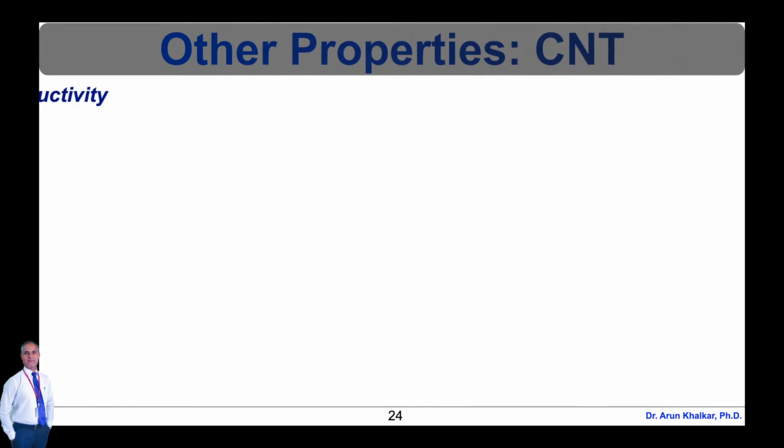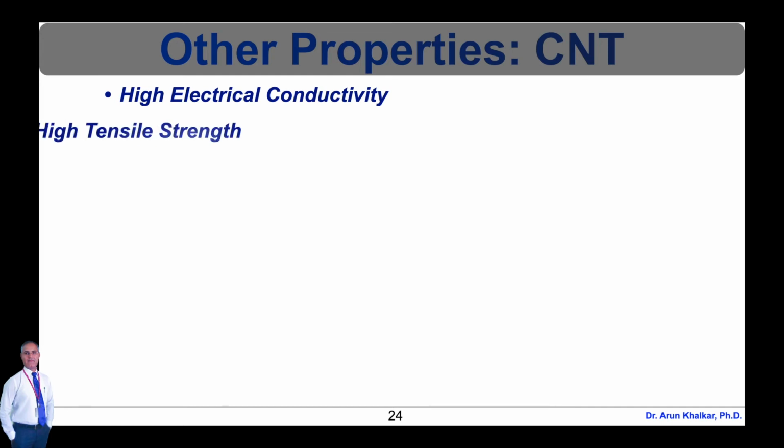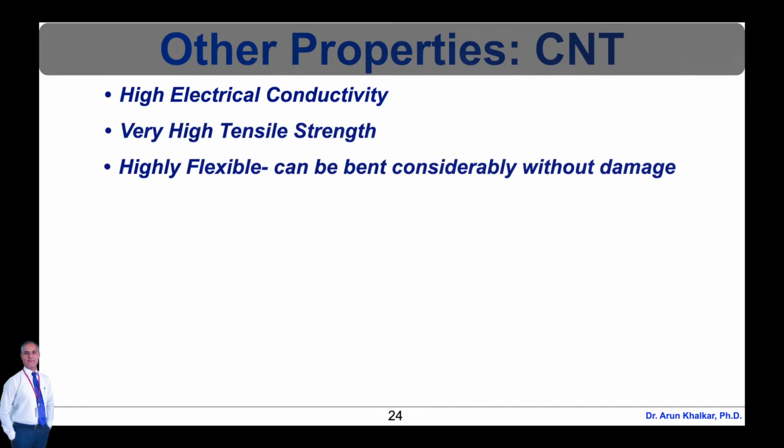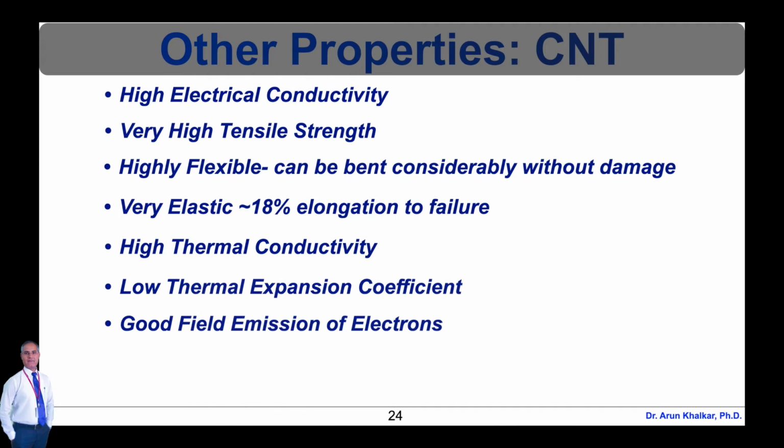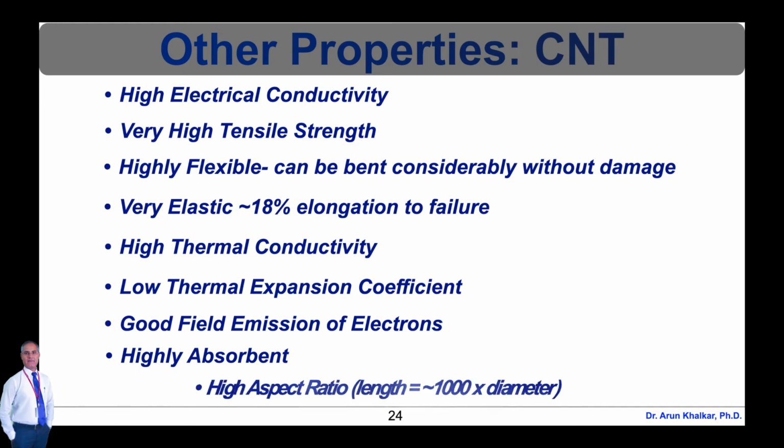Now let's see other properties of carbon nanotubes. Carbon nanotubes have high electrical conductivity and very high tensile strength. They are highly flexible and can be bent considerably without damage. They are very elastic, with nearly 80% elongation to failure. They have high thermal conductivity and a low thermal expansion coefficient. They are good at field emission of electrons. They are highly absorbent. Carbon nanotubes have a high aspect ratio, that is, length is nearly 1000 times the diameter. So these are the other properties of carbon nanotubes.